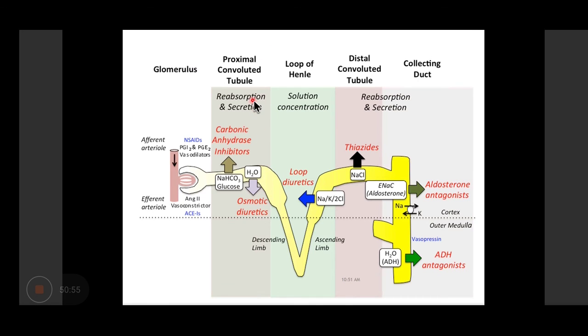This diagram is showing you where different classes are acting. So at PCT, carbonic anhydrase inhibitors and osmotic diuretics are acting. In the ascending limb, loop diuretics are acting. In the cortical diluting segment, this is wrong, it is not the distal convoluted tubule. In the cortical diluting segment of loop of Henle, thiazides are acting, and in the distal tubule and collecting duct, the aldosterone antagonists and the ENaC inhibitors.